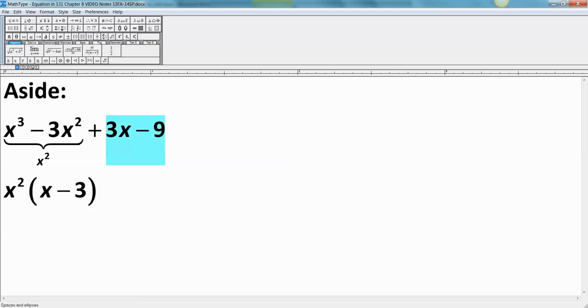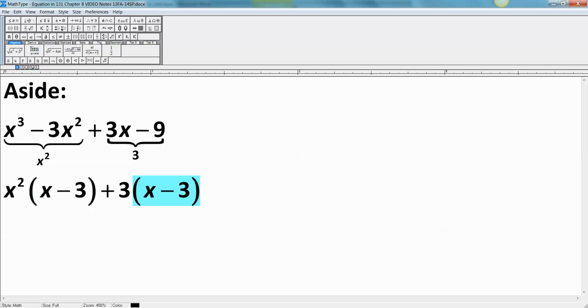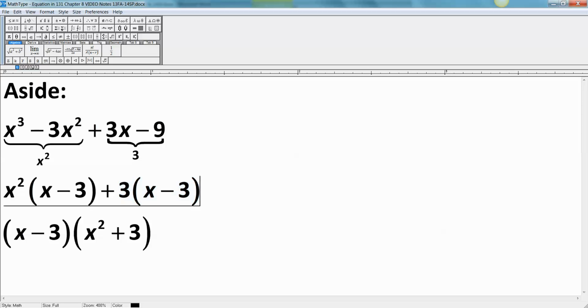Now look at the back two terms. What do they have in common? What could you factor out of them? Well, a 3, right? So plus 3, that'll leave you x minus 3. Oh, very nice. See the parentheses are the same? Okay, so that means you have x minus 3 comes out. In the first term, when you take x minus 3 out, you're left with the x squared part. So that gives you x squared plus 3. Because in the second term, when you take x minus 3 out, you're left with just the plus 3. So that goes right here. All right, so that's the first aside.